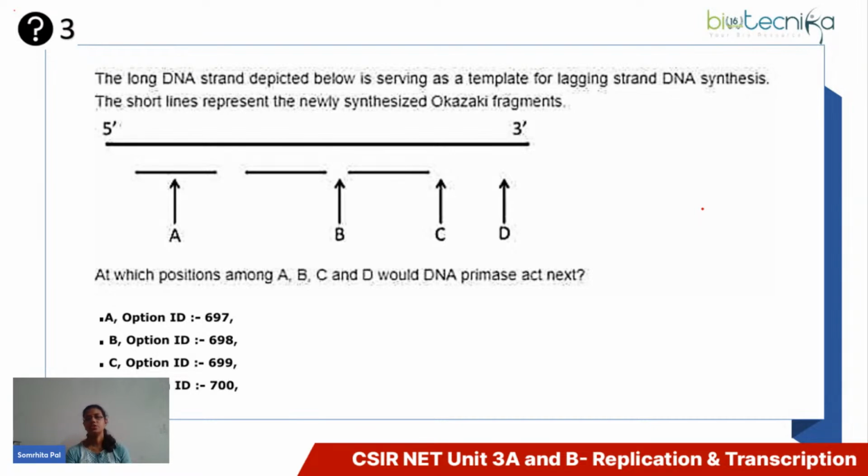Very interesting. Usually they ask which is the first Okazaki fragment that has been synthesized. That is a very common question. But this time they are asking where DNA primase would act next. And we know that in order to synthesize a fragment of DNA, you first have to have the primase, otherwise the DNA polymerase will not be able to synthesize the stretch of deoxynucleotides.